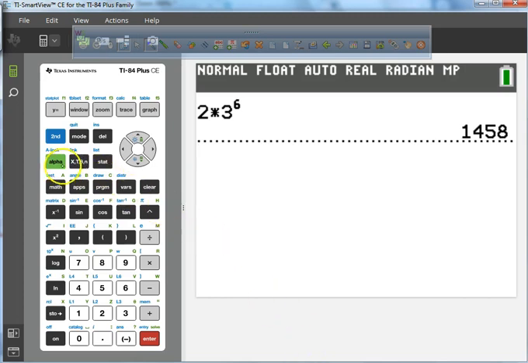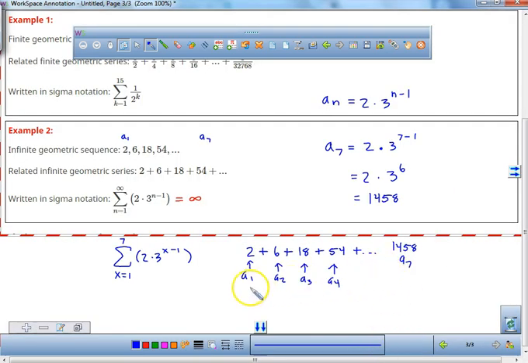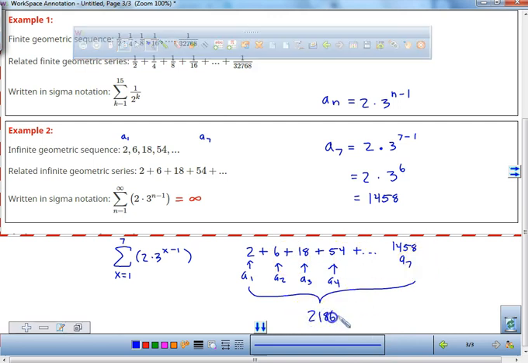Back in the calculator. Hit alpha window, number 2. And hit x equals 1. Go over here, we're going to just do 7 terms. Our very first term was 2 times 3 to the power of x minus 1. All right? And we'll press enter. And what do we get? We get 2,186. So all of these terms added together is going to be 2,186. That's going to be what's called the sum of the geometric series.